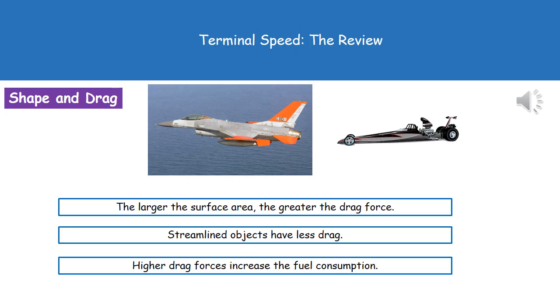So what we actually find is if we've got a large surface area, we have a much greater drag force. So when we streamline our objects, what we're doing is decreasing the surface area and therefore decreasing the drag force that the object will experience. And the other one to bear in mind is if we do have a high drag force acting on an object, then we're going to increase the fuel consumption. So we're going to be burning more fuel to drive that same distance just because we're overcoming those drag forces.